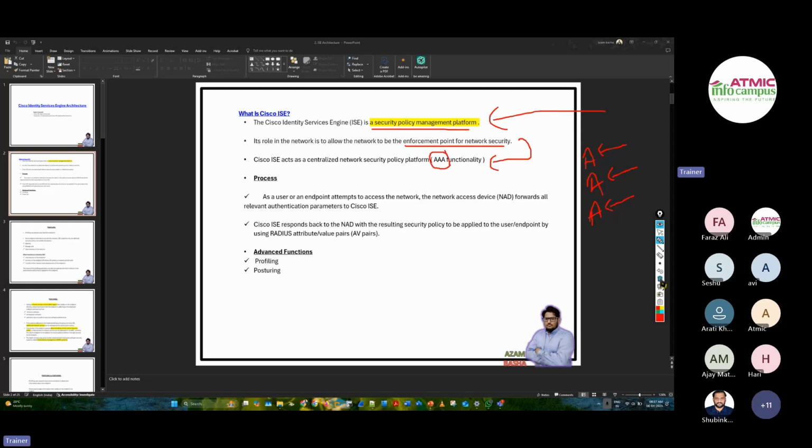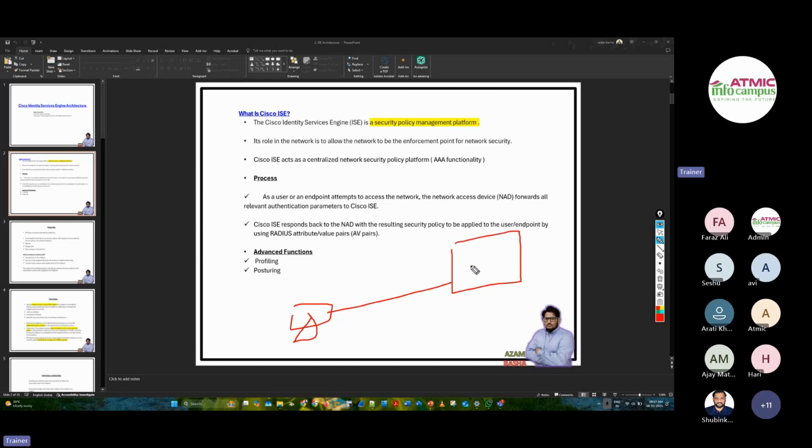Okay, now what's the process? So this is the user and this is the ICE cube. When I use the word cube or cluster, both are synonyms. I'm sure you know what a cluster is, right? A cluster is a set of nodes. In this case, it is a set of ICE nodes. So the process is, a user on an endpoint attempts to access a network.